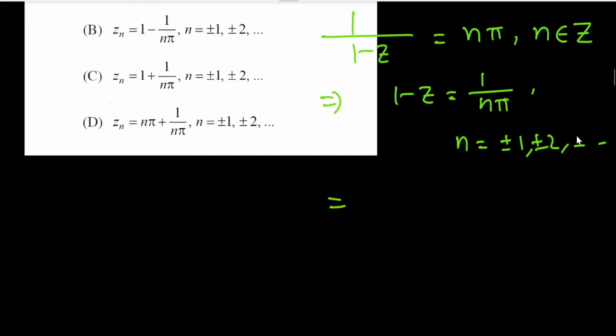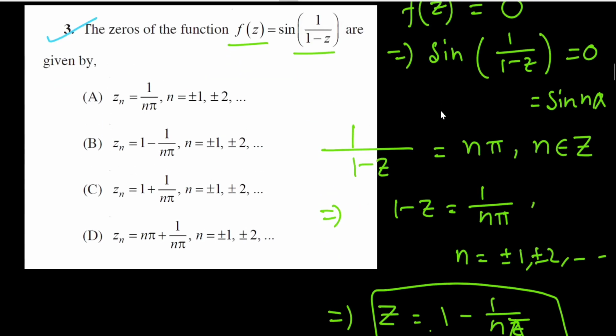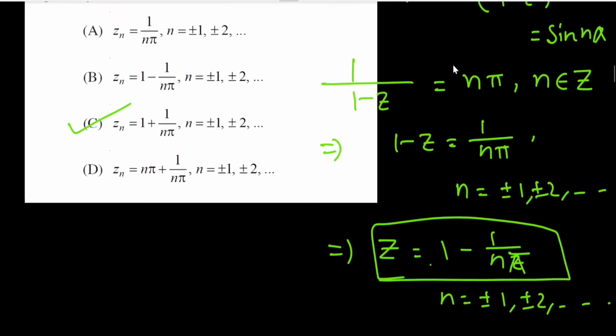Now this implies z equal to 1 minus 1 by n pi, where n equal to plus minus 1, plus minus 2, and so on. Therefore the zeros of the given function are 1 minus 1 by n pi. So option C is the correct answer here. Now we go to the fourth question.